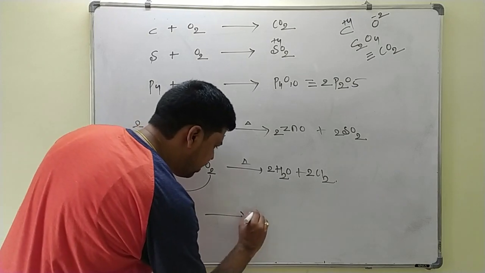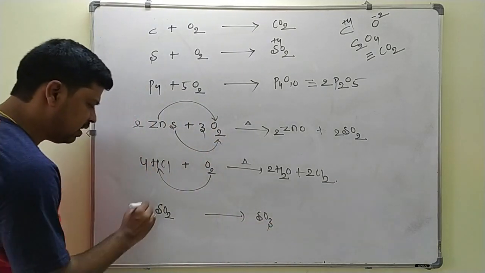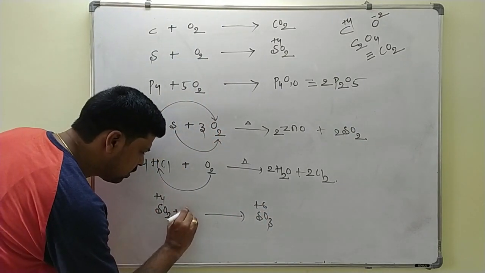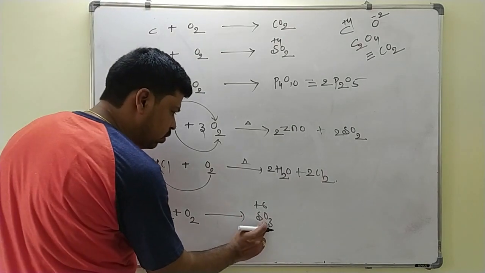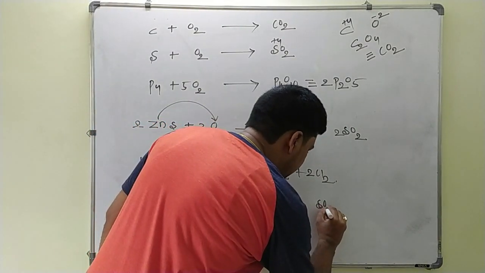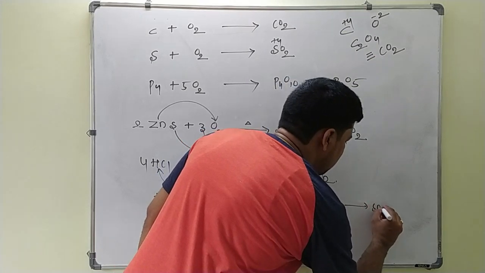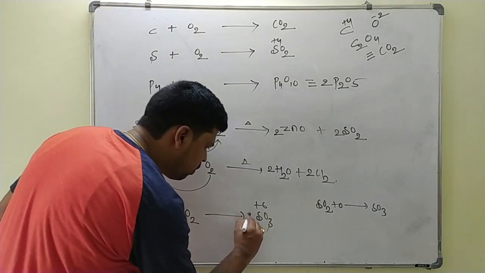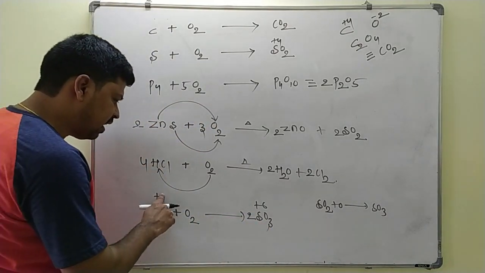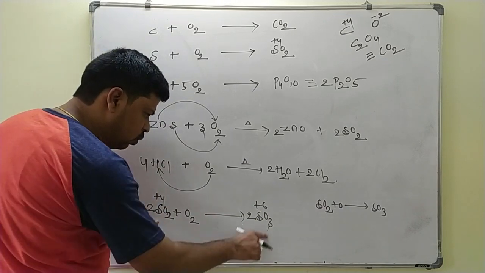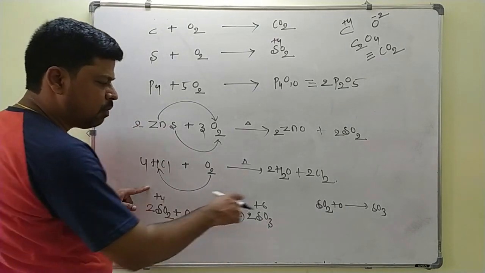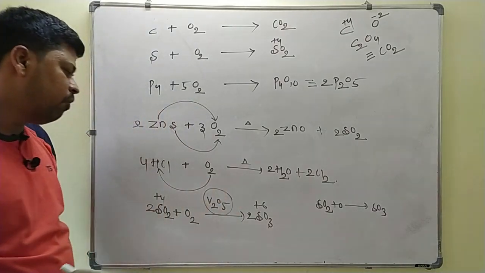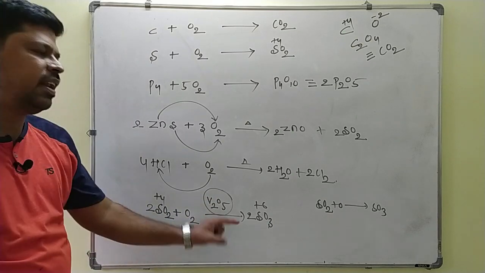SO2 is converted into what? SO3. So this is the +4 oxidation state and this is the +6 oxidation state. SO2 combines with O2 to form what? SO3. SO2 combines with 1 oxygen to form SO3. 2 times SO2 combines with O2, 2 oxygen, to form what? 2 times SO3. This is called catalytic oxidation of SO2 to SO3, where the oxidation state changes from what? +4 to +6. This catalytic oxidation is because of what? The presence of V2O5. This acts as catalyst for this reaction here.